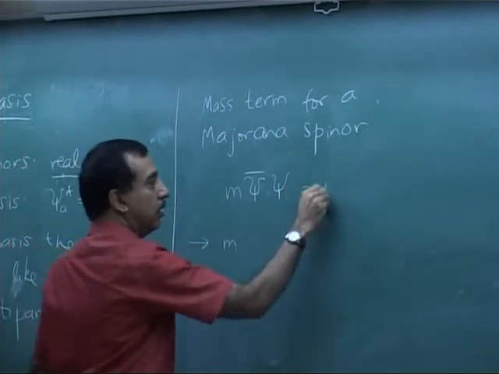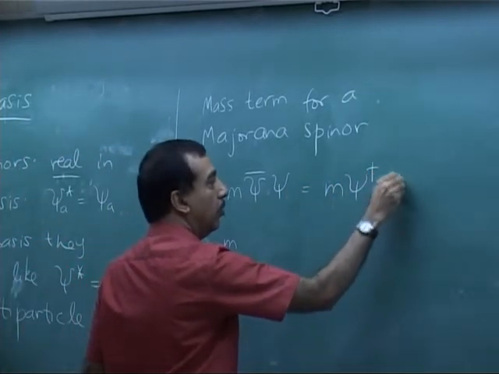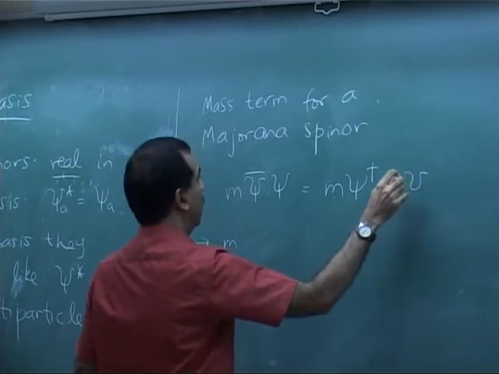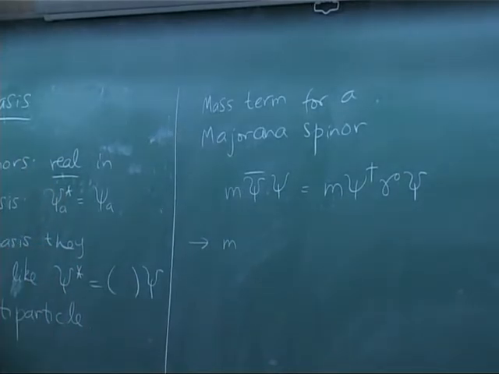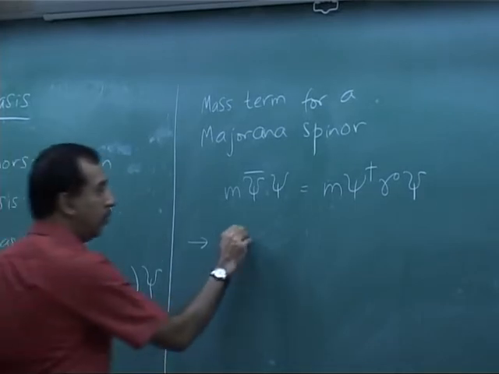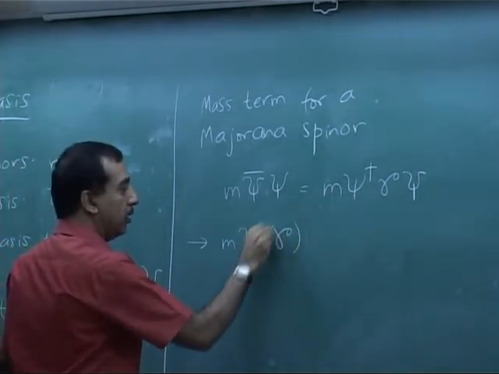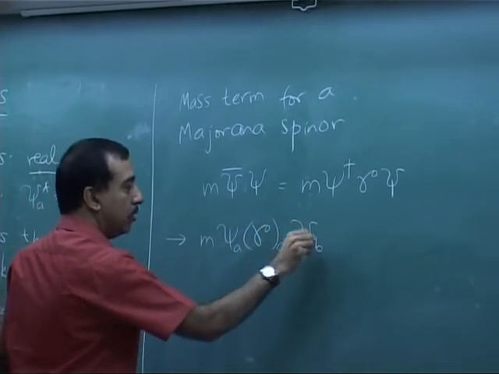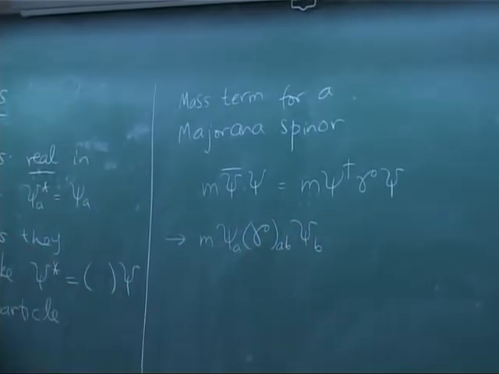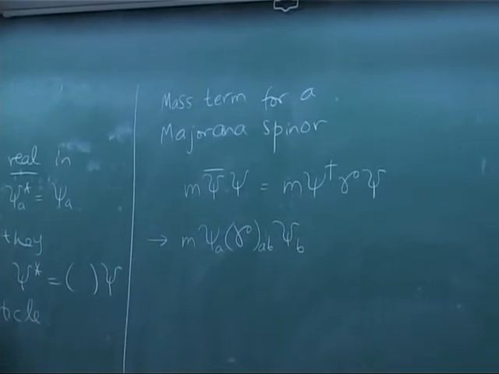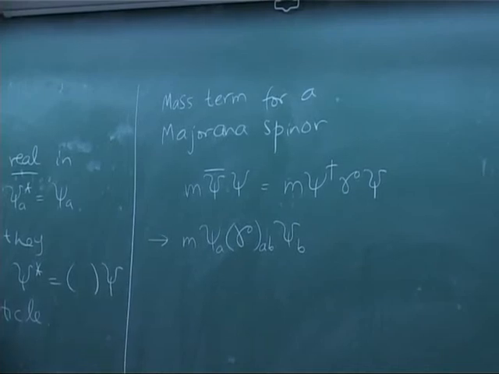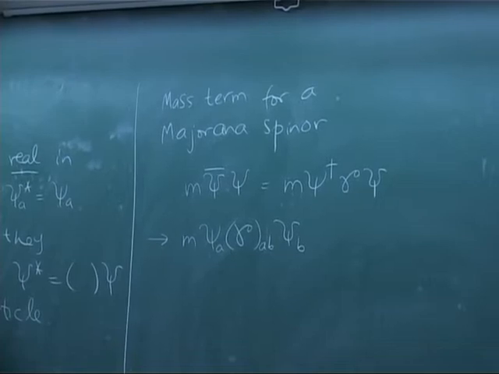So first of all, this is equal to m psi dagger gamma 0 psi. Now in the Majorana basis, psi dagger is the same as psi. So this is m psi_a gamma 0_ab psi_b. Now please look up in your notes to see whether gamma 0 is symmetric or antisymmetric in the Majorana basis. Hopefully it's antisymmetric.